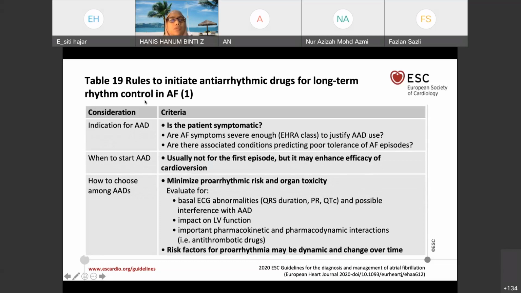So, who is indicated for antiarrhythmic drug therapy? Like I said, is the patient symptomatic? Okay, lepas kita dah bagi rate control, kalau dia still complain of symptoms, then we can give rhythm control therapy. When to start? Usually not the first episode, but it may enhance efficacy of cardioversion. How to choose? You want to choose the drugs that have the minimum pro-arrhythmic risk and organ toxicity.